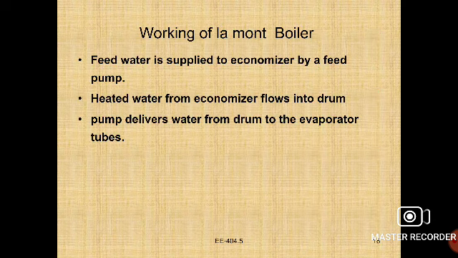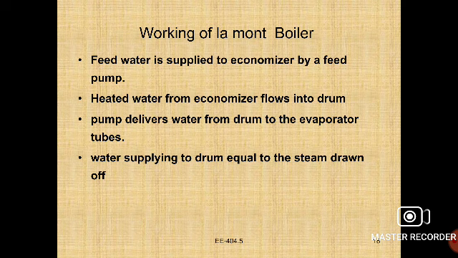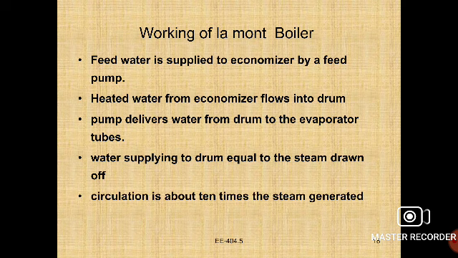This is the working of a Lamont boiler. In this, the pump delivers the feed water to the evaporator tubes, so the water circulation is about 10 times the steam generation. The large circulation of water prevents overheating. The water is supplied rapidly.